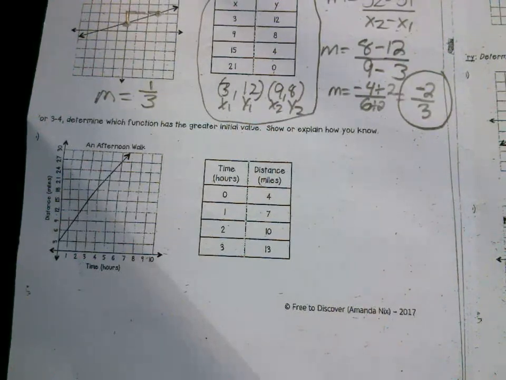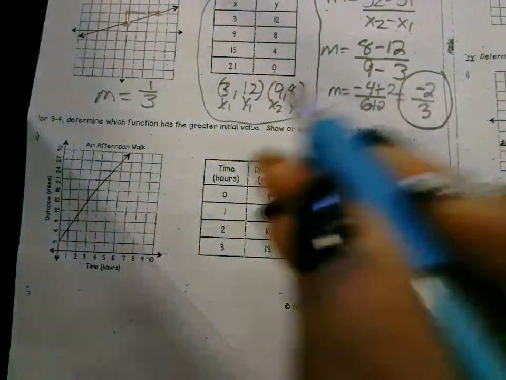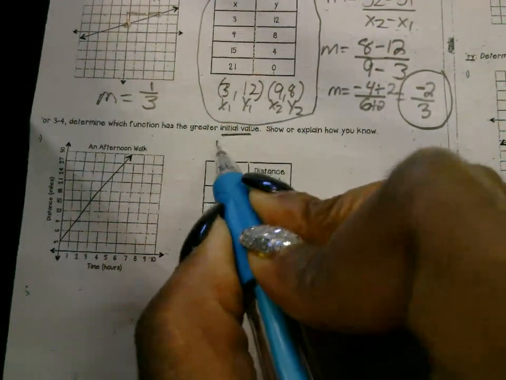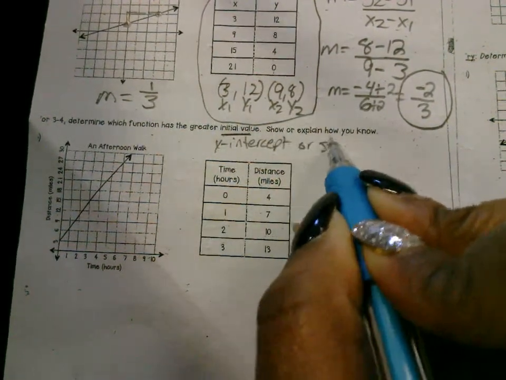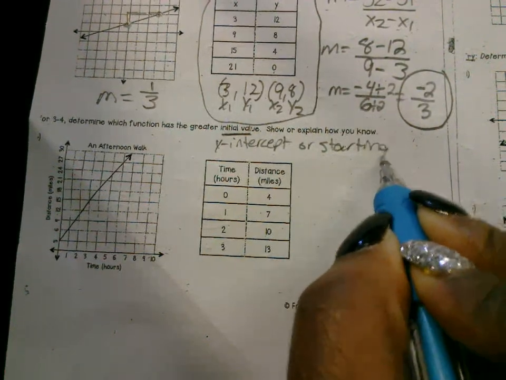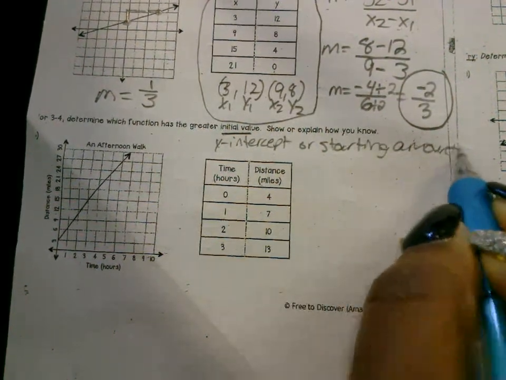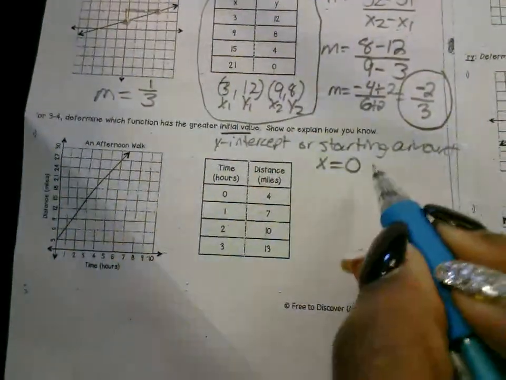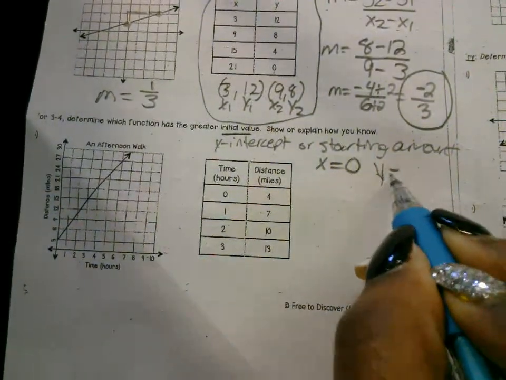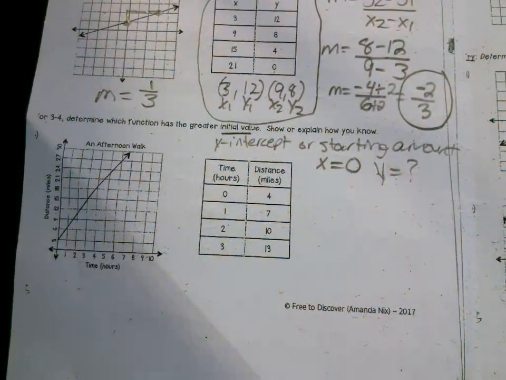All right, so now we're going to compare the slope, and we're also going to compare the starting amount or the y-intercept. When you see initial value, it is the same as the y-intercept or the starting amount. It is where x is equal to 0. It's the y value for when x is equal to 0. I'm going to pause to give you a chance to write that down.